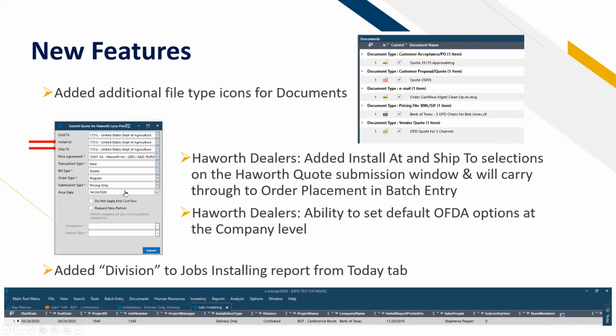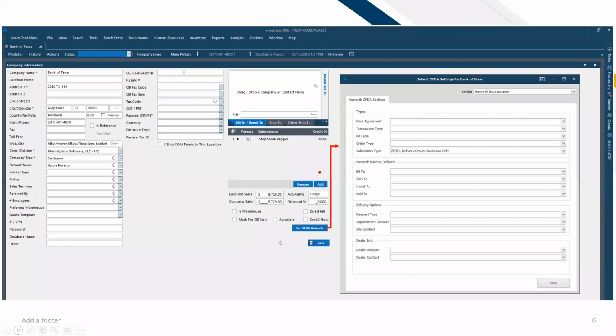So pretty cool there. Another Hayward dealers one is the ability to set default OFDA options at the company level. So that's this here. What you can do is go into your company records. I just opened up a sample here. And what you can do is hit this set OFDA default and fill in those default options. So again, one less piece of information that needs to be thought about or carried through. You set those up on the front end, and there's less that you have to fill in.